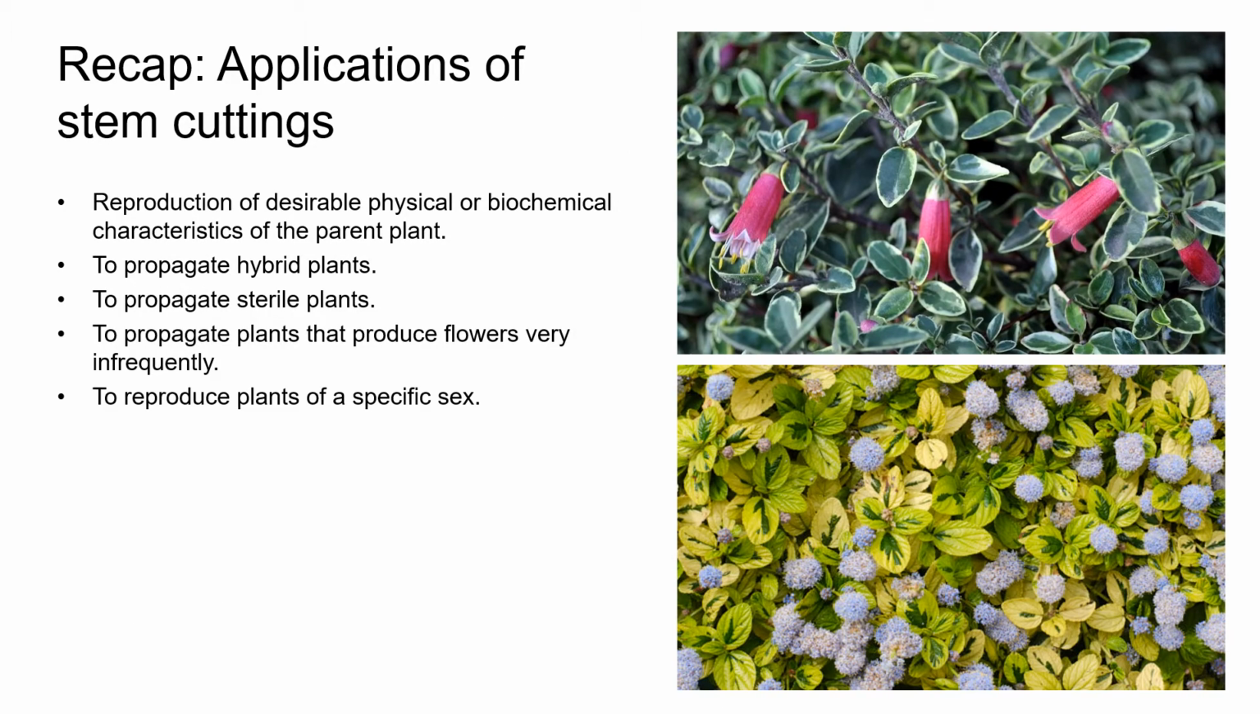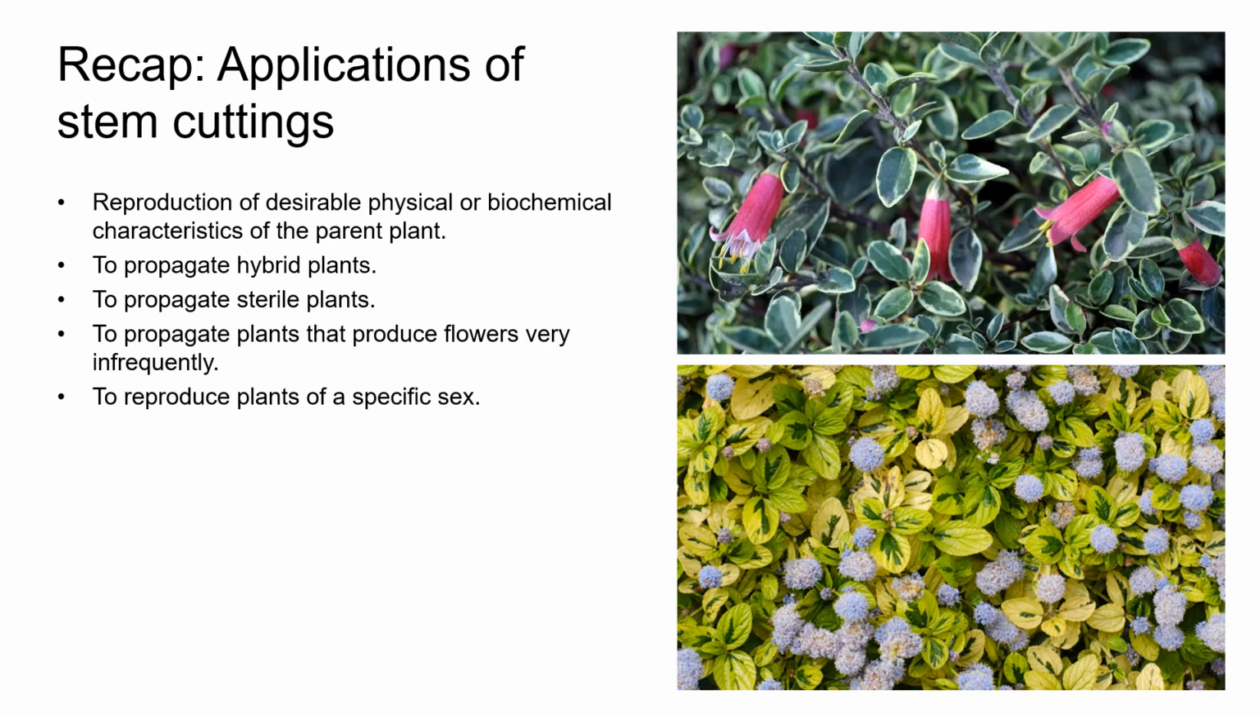Let's review the applications of asexual propagation techniques, which includes stem cuttings. Asexual propagation techniques are essential when we want to reproduce desirable characteristics of the parent plant. For example, variegated foliage, a specific growth habit, specific biochemical properties of the parent plant, or a plant of a specific sex. Stem cuttings are also used for propagating hybrid plants which don't come true when grown from seed.